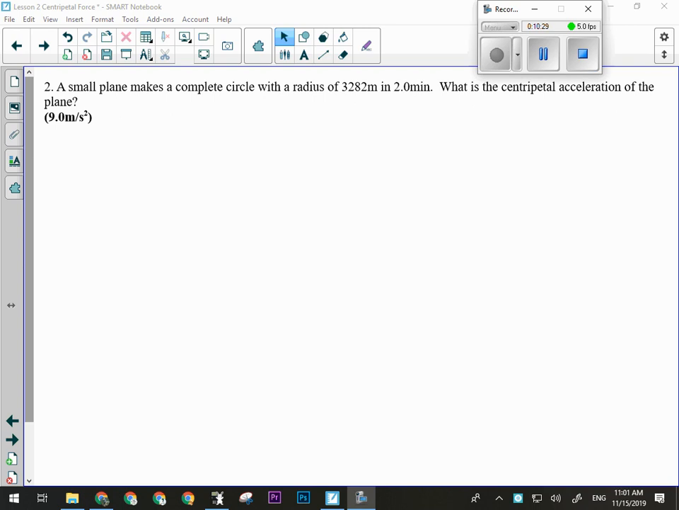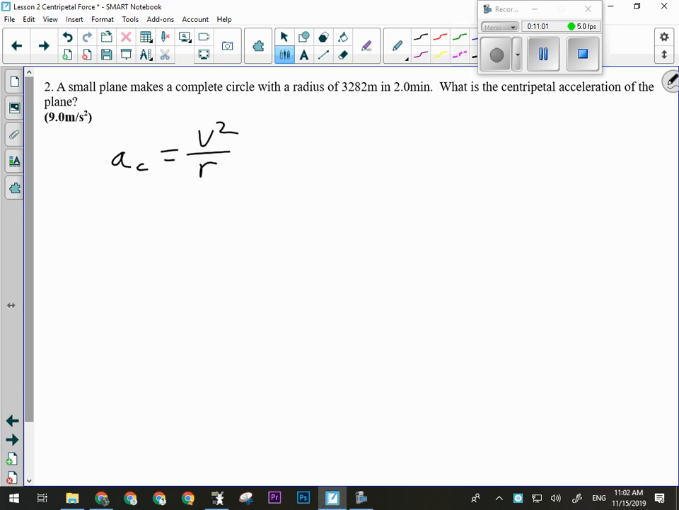So, the most common mistake with number 2 is not going far enough. You're being asked to calculate the centripetal acceleration, a c. Not v. You're being asked to calculate the centripetal acceleration, which is v squared over r. Now, you're not given v, but you're given the period, which needs to be in seconds. That's the second most common mistake. It needs to be in seconds, and we need to calculate that.